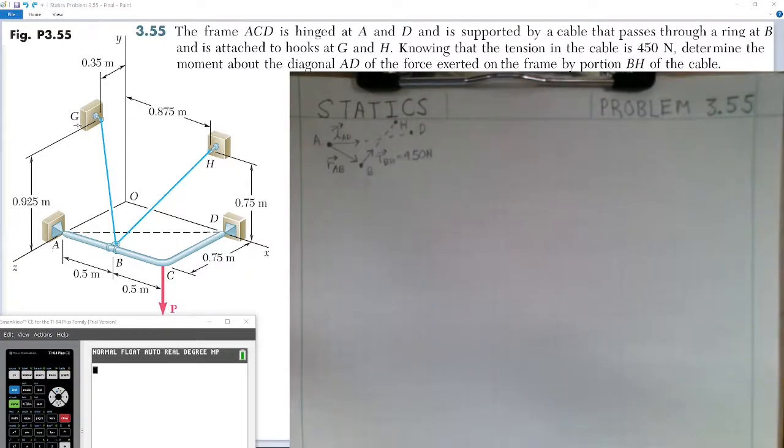So essentially what we're doing is we're determining the moment component about this axis A to D due to the tension on the cable going from B to H.